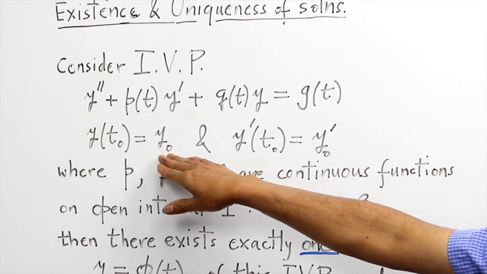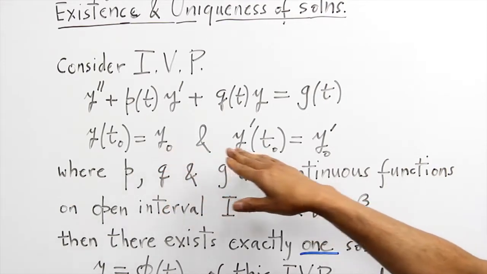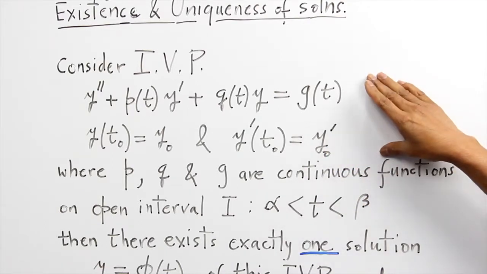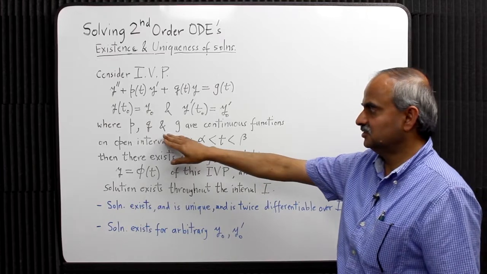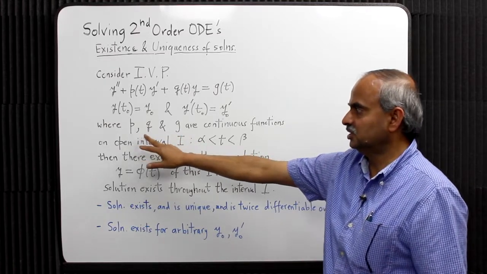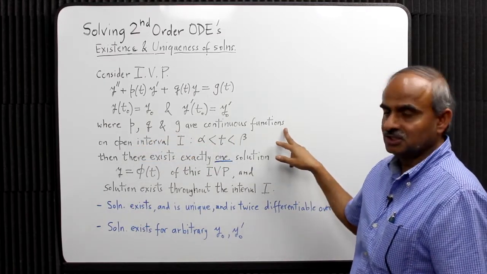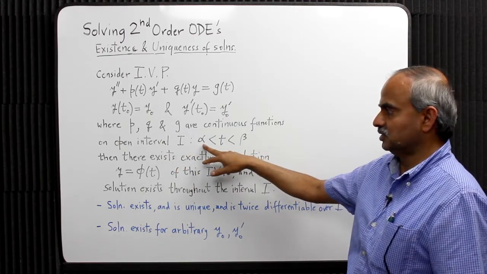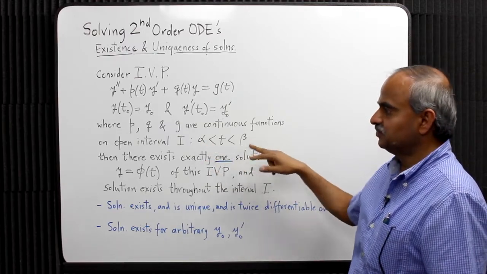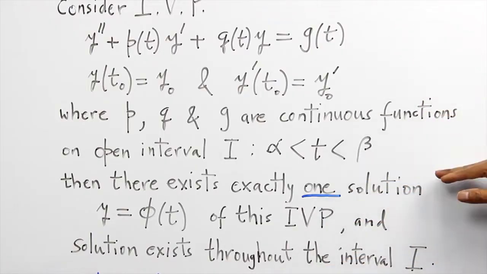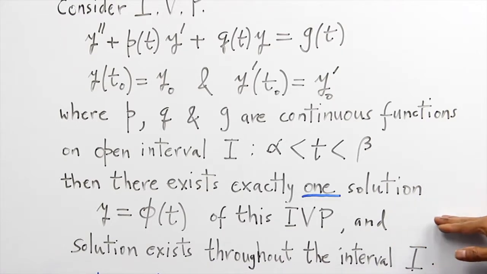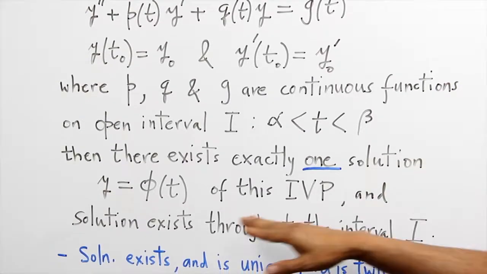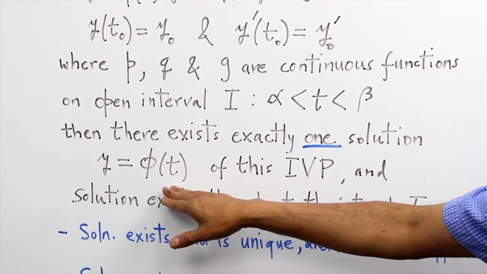And we are given this initial condition, y equals y0 and y prime at t equal to t0 is equal to y0 prime. So for this differential equation, under these conditions where the functions p, q, and g are continuous over an open interval I, this is the definition of some open interval between limits alpha and beta for t. If we have such a problem given to us, then the theorem says that there exists exactly one solution to this initial value problem. We can represent this solution as y equals phi of t.